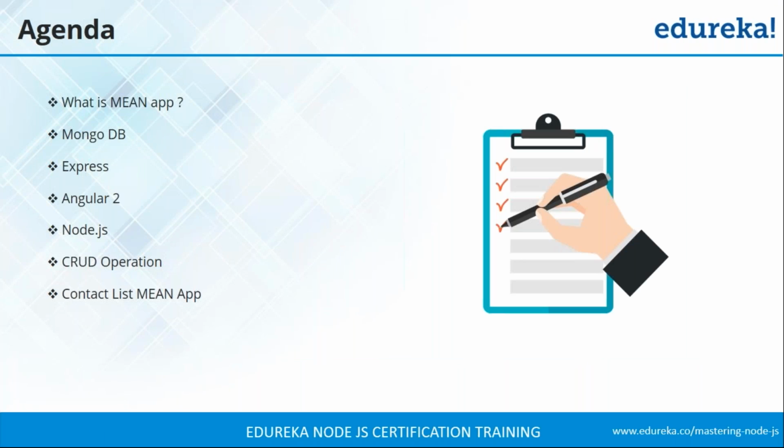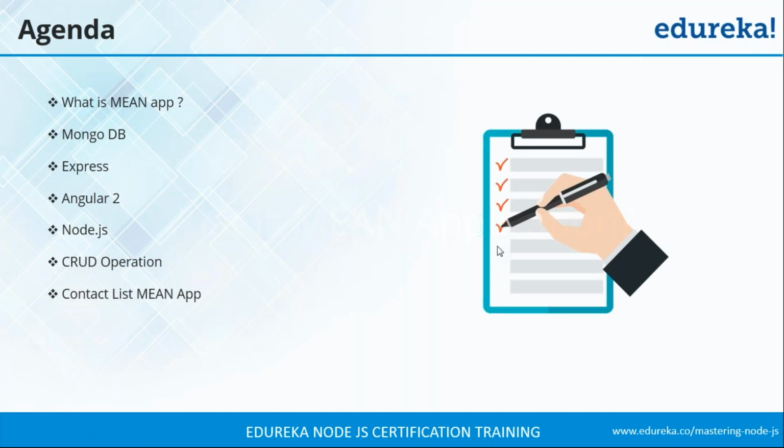So we'll start with what is a MEAN application. Then we'll talk about MongoDB, Express, Angular 2 and Node.js. Basically, MEAN is an acronym for MongoDB, Express, Angular 2 and Node.js. So we'll be talking about all these four technologies. Then we'll talk about CRUD operation, and at last we'll start building our application, which is the Contact List MEAN app. So are we clear with the agenda, guys?